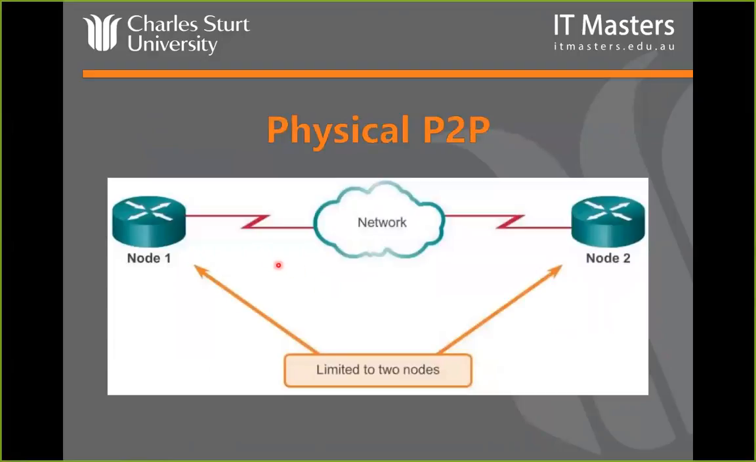So if we look at the physical side of things from a point to point, that's it. Pretty simple, pretty straightforward, limited to 2 nodes. Anything more than that, and it no longer is a point to point, it becomes something else.